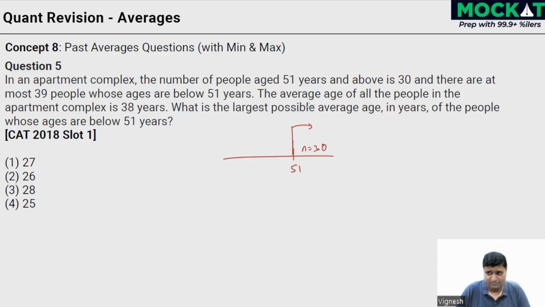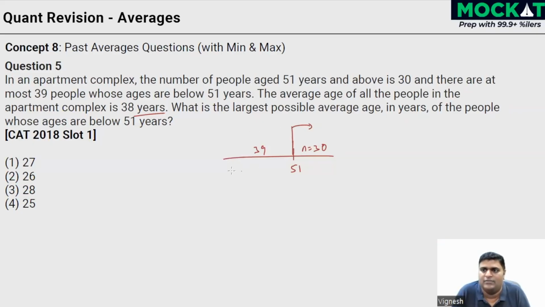Yeah, and there are at most 39 people whose ages are below 51 years, right? So it's going to be a max of 39 over here. Fine, 39. Let's list it out. Who are below 51 years. The average age of all the people in the apartment complex is 38 years. 38 years is the grand average of all the people over here. What is the largest possible average age in years of the people whose ages are below 51?